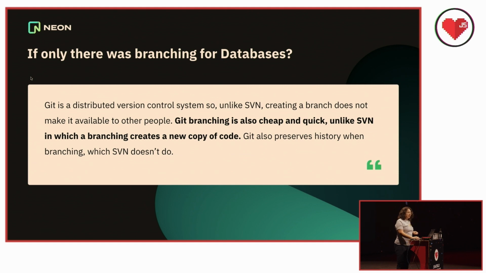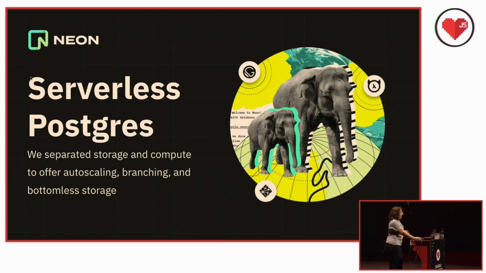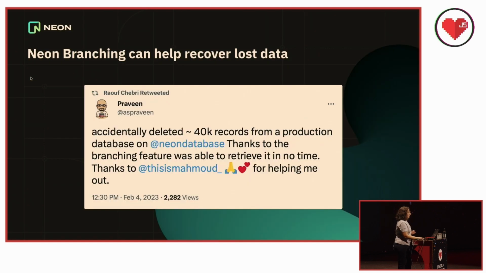What if the database can speak the same language as our code? What if there was branching for databases? What if it was also cheap and quick and would not create a full copy of data? At Neon, we've implemented serverless Postgres, a Postgres that can do branching. We've separated storage and compute and gave every branch a dedicated compute.